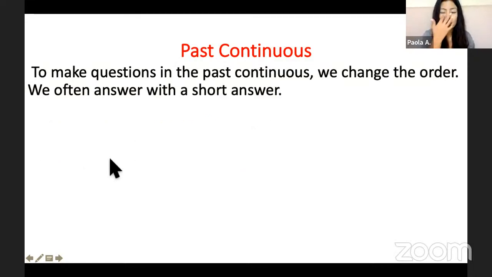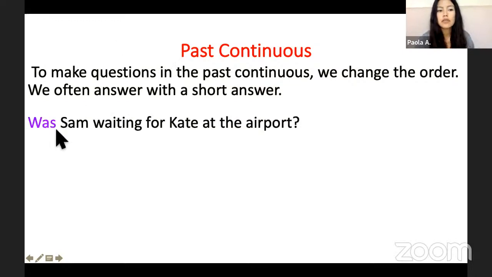Now, when we want to make questions, we just change the order like we always do for questions. Let's see an example. So instead of saying, for example, Sam was waiting for Kate, we change the order, right? Was goes first, and then the subject usually goes after the verb be, between the verb be and the verb plus the ing.